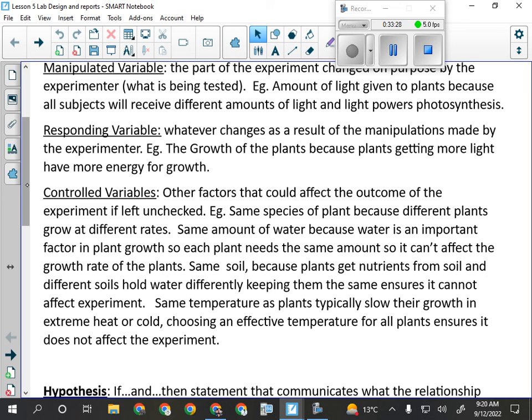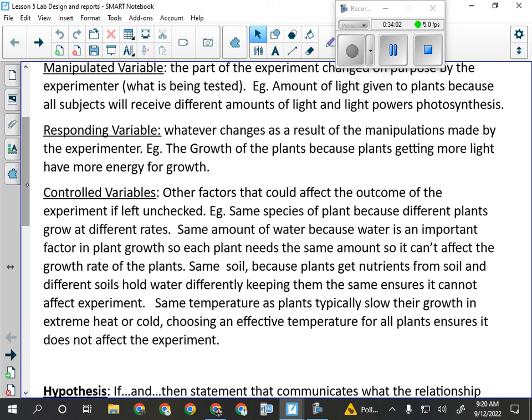So when you identify your responding variable, you also say "as measured by." In this case it would be the growth of the plants, because plants getting more light have more energy for growth. The growth of the plant will be a measure of its total length over the course of the experiment, total height or whatever I'm going to use as my measure. Everyone kind of follow me there? When you're identifying these on a lab report, that's what I'm going to be looking for: here's the variable, here's how and why. The how and why are just as important as the identification.